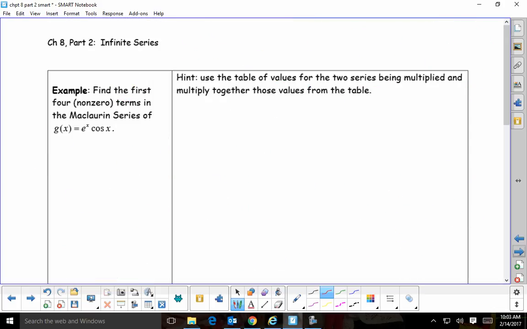Okay, so we're gonna have a little bit of fun. Let's look at this one. It wants us to multiply together e to the x times cosine of x. Tell me, write out the first few terms of e to the x, like 5 or 6 terms. Just be able to do that fairly quickly now.